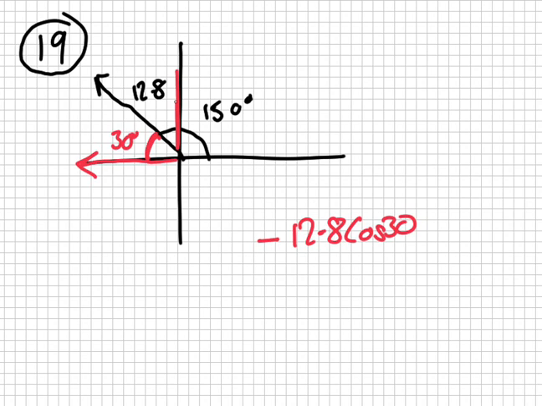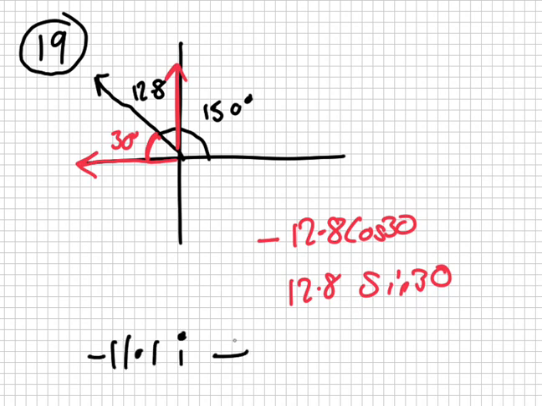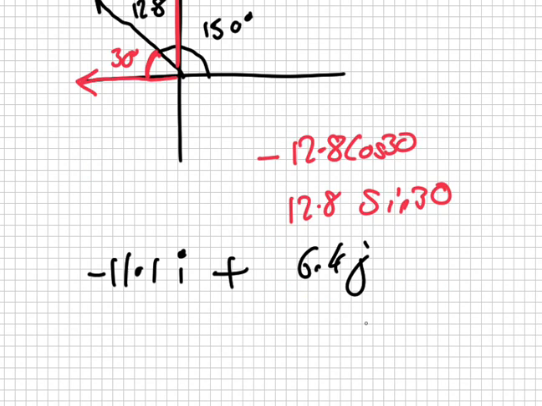Okay? Right, what's that please on the calculator? And then the other one here. So is that negative because it goes? Correct, it's going to the left, yeah. And the other one would be 12.8 sine 30. Okay, so what's the first one? 11.4. Minus 11.1i plus 6.4j. And then it's the same for all the other parts.